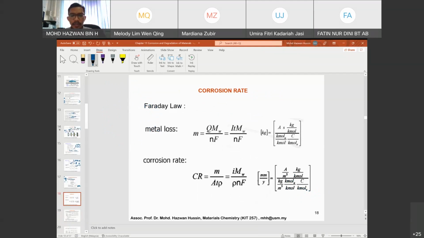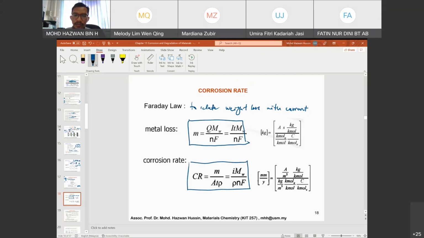So this is also another formula, Faraday's law. Earlier we had a Faraday equation, delta G equals minus nFE. But this one is Faraday's law to relate weight loss with current value. So what would be the formula? This is something that you need to remember. These two equations are very important. You need to remember them.